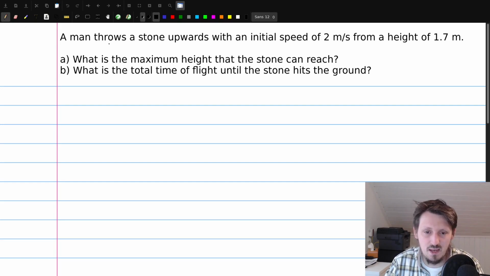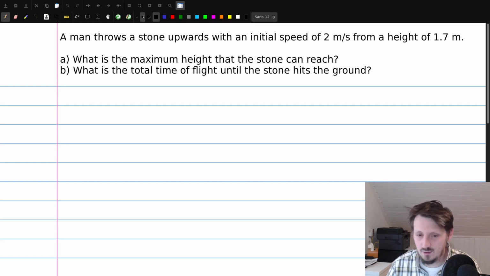So it says a man throws a stone upwards with an initial speed of 2 meters per second, when it releases the stone from the hand, from a height of 1.7 meter. What is the maximum height that the stone can reach before it falls down again? And what is the total time of flight until the stone hits the ground?